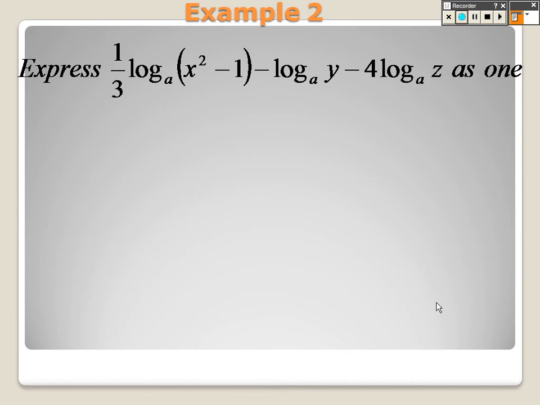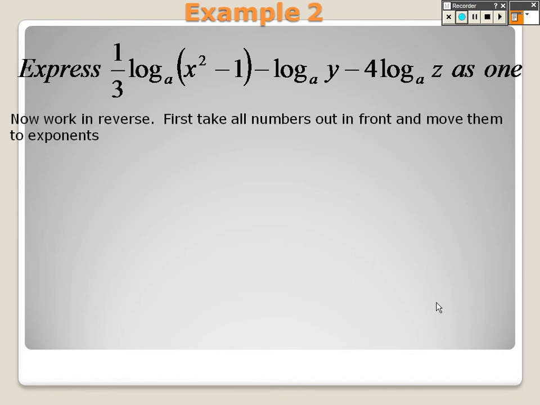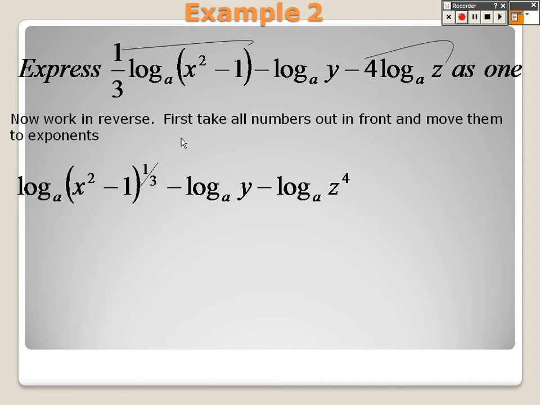Example 2. Okay, we want to combine that as one. So now we're doing everything in reverse. First, take all the numbers out in front and move them to the exponents. So this is a number out in front, I've got to move that up top. This is a number out in front, I've got to move that back and make them exponents again. So that's the first move, and there you go. So I moved that, made it to the 1/3 power, and moved that 4 and made that right there.